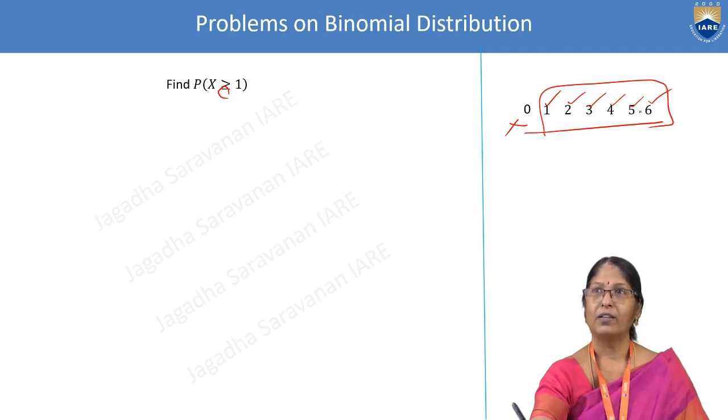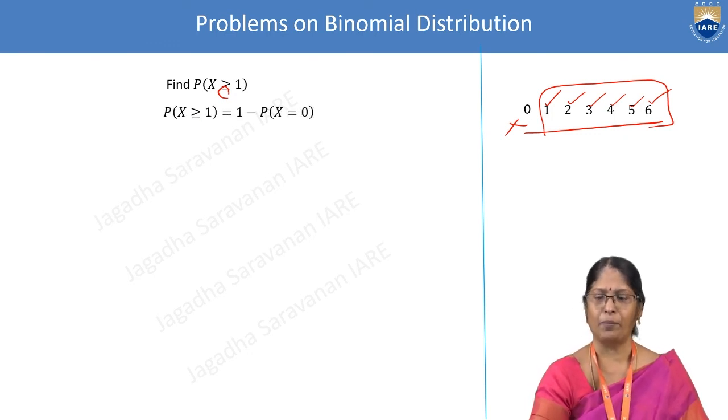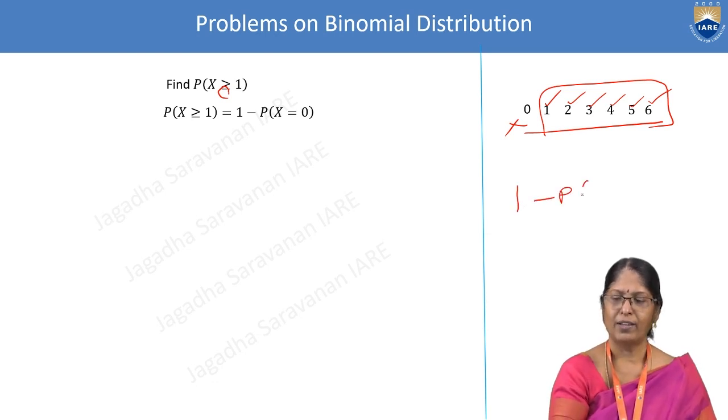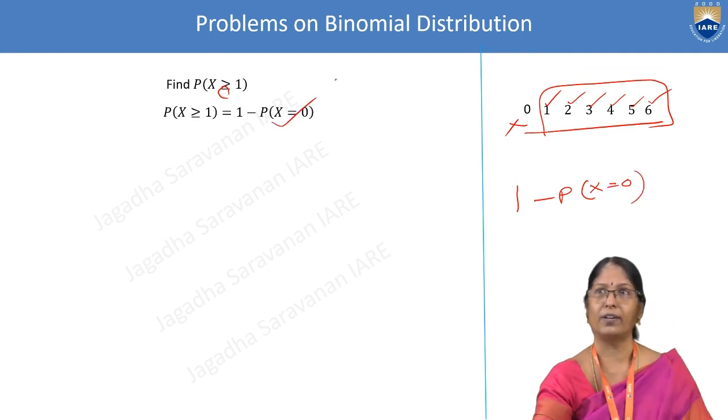But it is a long procedure; 6 times we have to apply the binomial distribution. Smart work: only one time. That is, total probability 1 minus this. This data is not at all required, so we will subtract it. That is what is done here.